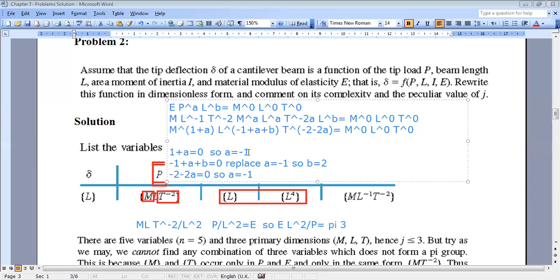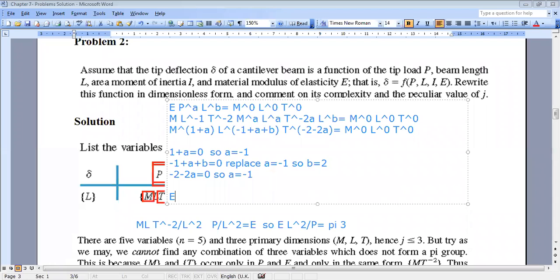Okay, so now you got a and b. And all you have to do now is replace. So what will be my group? My group is E times P to the power a, which is minus 1, P to the power minus 1, times L to the power b, so L to the power 2. Okay, if you want, I can say this is equal to pi 3, or I can write it in the form E times L square over P, and I get back the same result. Okay, any question on this?